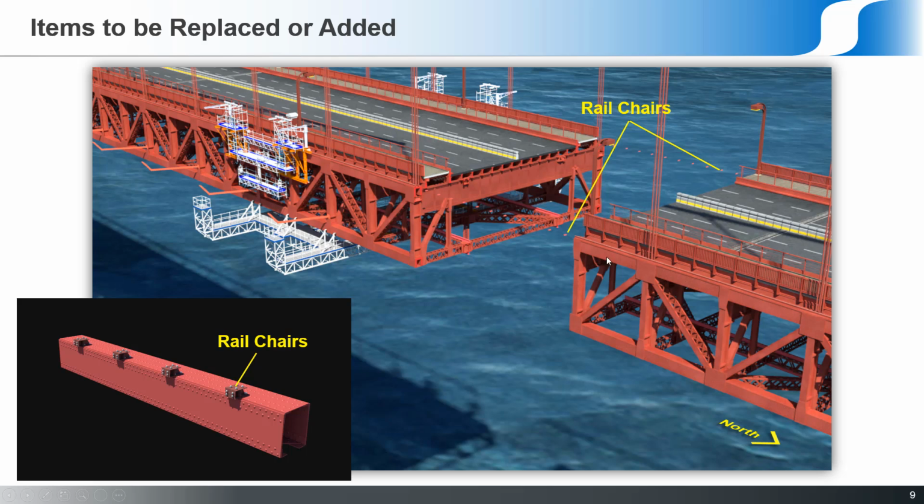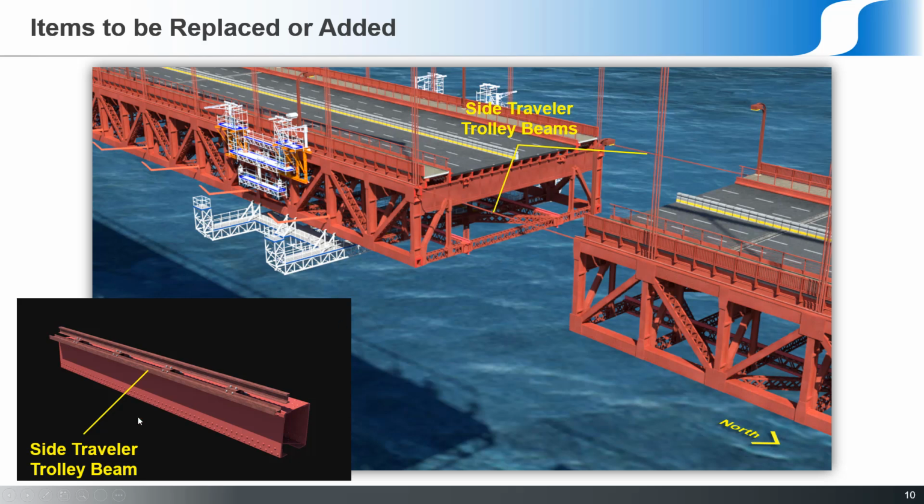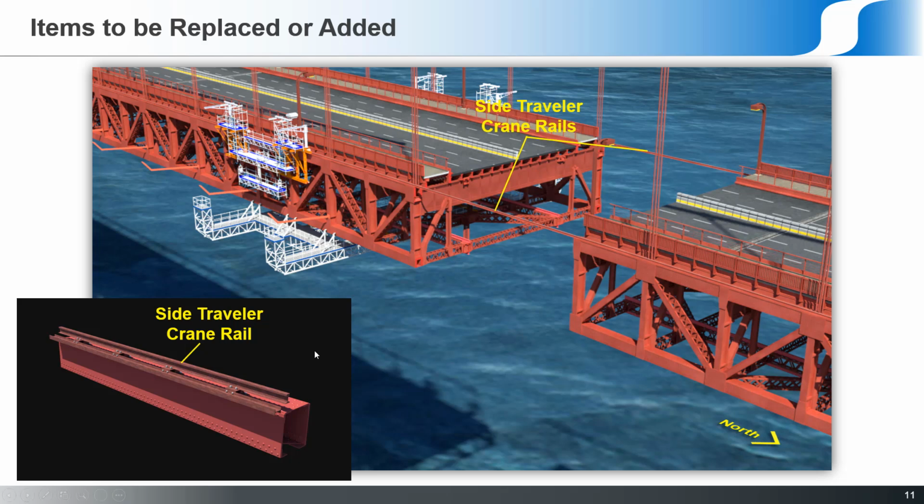On the top chord of the bridge, shown in close-up here, are little metal brackets that they call rail chairs, which are attachment points for the side rails that are going to go on the bridge. They're spaced every 6 feet throughout the length of the bridge, which makes about 2,000 of these throughout both sides of the bridge. And then the side traveler trolley beam and the crane rails, which sit on those rail chairs, were set to be replaced.